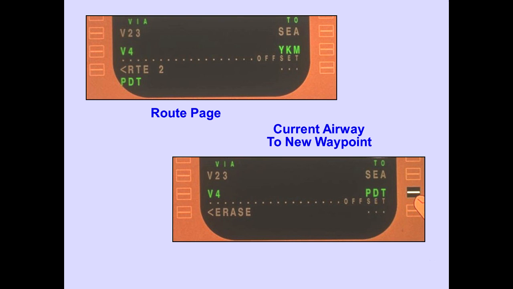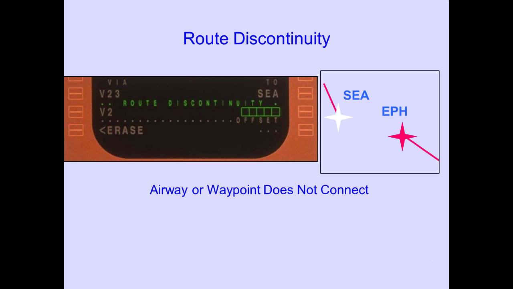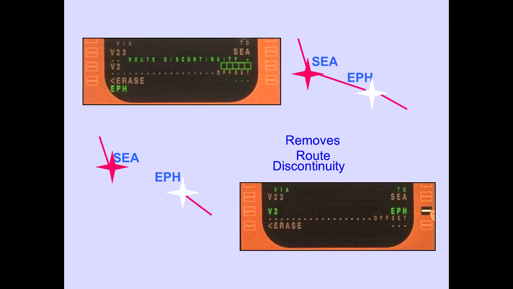Airway modification to fly to a new waypoint is accomplished by entering the new waypoint next to the airway. In this example, the route is modified to fly Victor 4 to Pendleton. A route discontinuity is created when the new airway or waypoint does not connect with the active route. Entering a waypoint on the active route in the box prompts removes the route discontinuity.